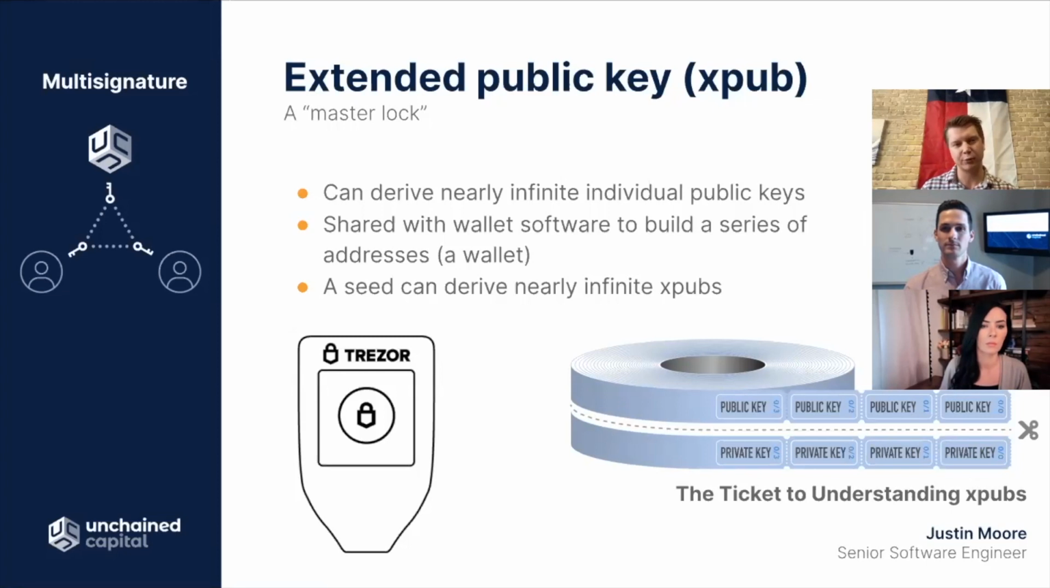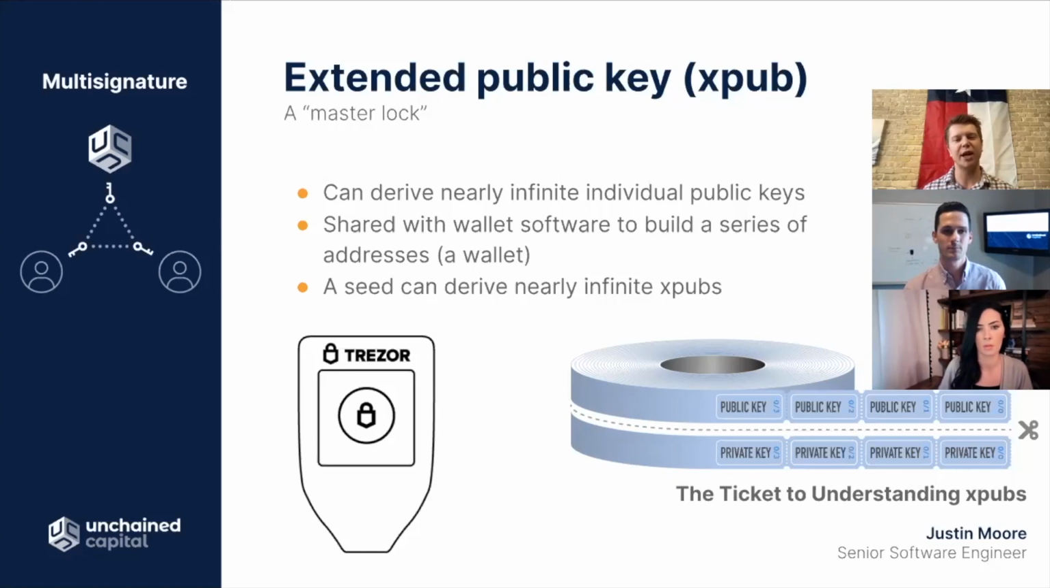So a seed, which we'll cover next, can derive a nearly infinite amount of xpubs. This is kind of important, and we're going to touch on this when we cover seeds, but you can start to see why the seed is the single most important element that you need to protect.